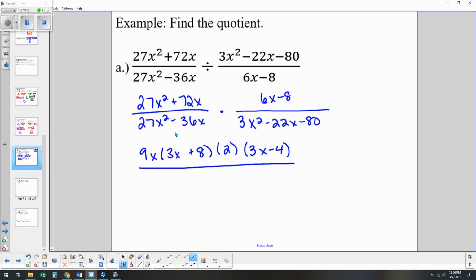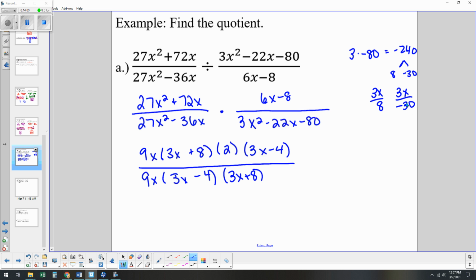For the denominator, I have a GCF here as well, another 9x. So that's going to be 3x, and then negative 36 over 9 is negative 4. And now this one I actually have to factor. So 3 times negative 80 is negative 240. I can go through the whole list here, but it's going to be 8 and negative 30 equals negative 22. So that's going to be 3x over 8 and 3x over negative 30. Nothing to reduce there, so we're going to get 3x plus 8. This one divides by 3, so it's 1x over negative 10, or x minus 10.